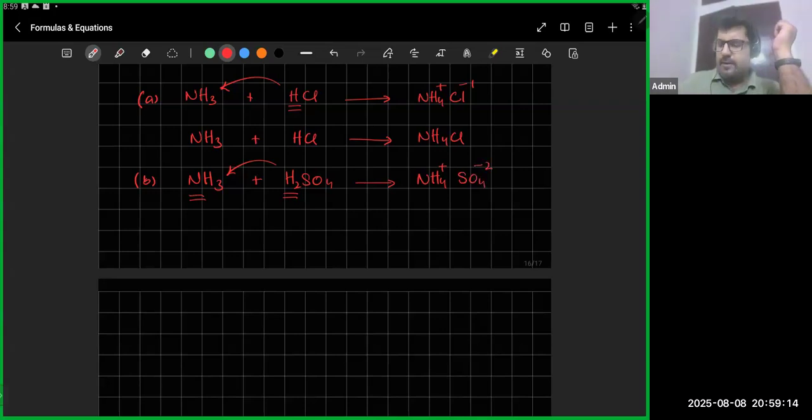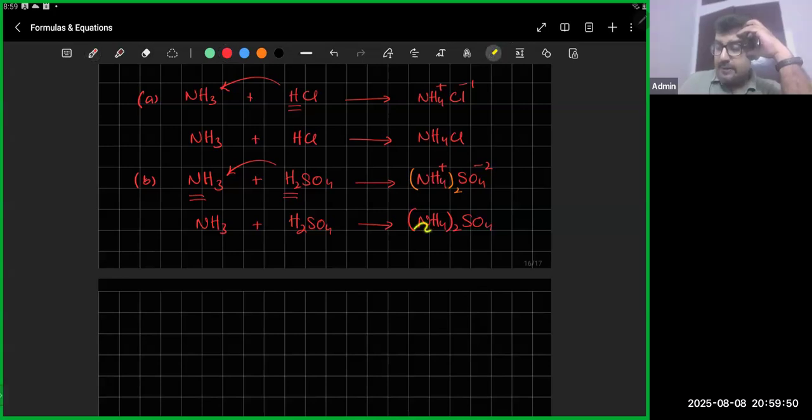SO4 is -2. Okay. Don't just ignore the fact that there are two H's. The ammonia accepts the H and it becomes NH4 plus 1. While you do crisscross, the 2 will come over here, so it's going to become NH4 twice SO4. So I'm going to rewrite this equation and we're going to balance it. So it's ammonia plus H2SO4, and it's NH4 twice SO4. Ammonium sulfate.